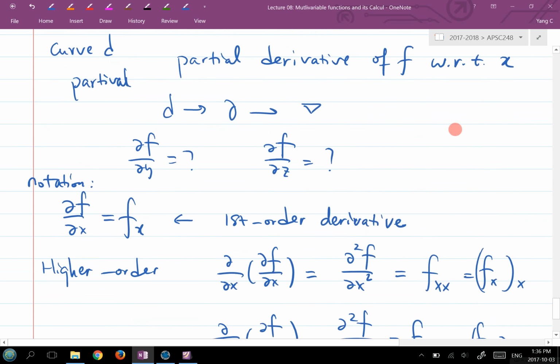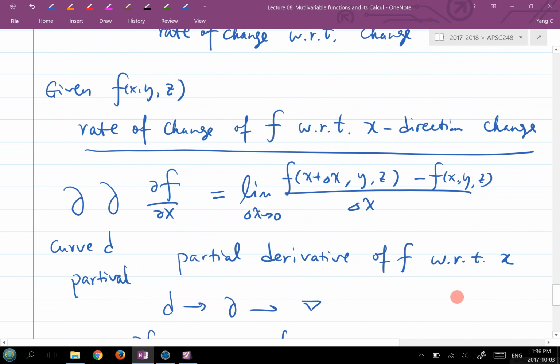Now back to the computation of partial derivatives. So how do we calculate the partial derivative? Let's go back to the definition here. What's the definition? If I need to calculate partial f with respect to x, then we let x have a small change, right? At the same time, what happens to y and z? Is there any change? No, right? So they're being kept as if they are constants.